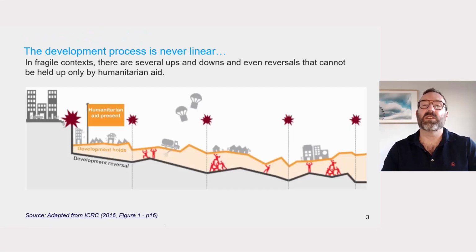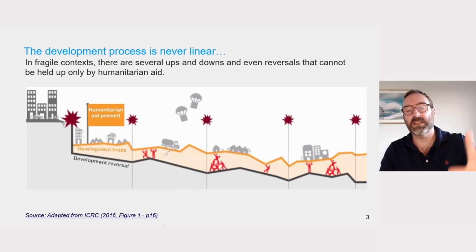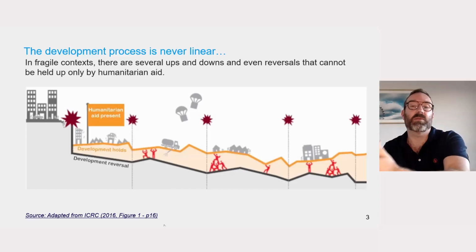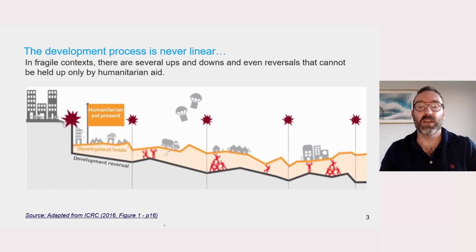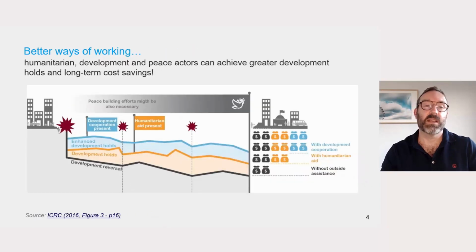Development is never linear. In most fragile contexts, there are ups and downs and even reversals that cannot be held up by humanitarian aid alone. Here you can see a big crisis at the beginning, and a number of subsequent crises that have occurred, which is a protracted crisis situation. The humanitarians have been there primarily to save lives and to prevent disease outbreaks, but it's not enough. There are better ways of working.